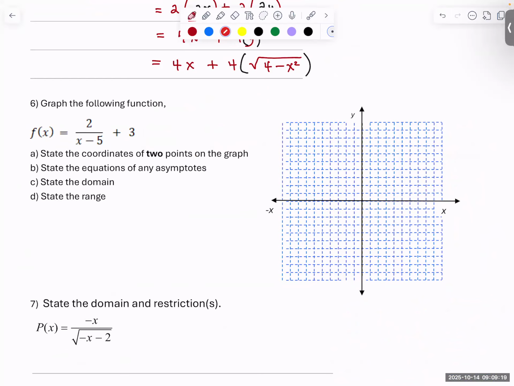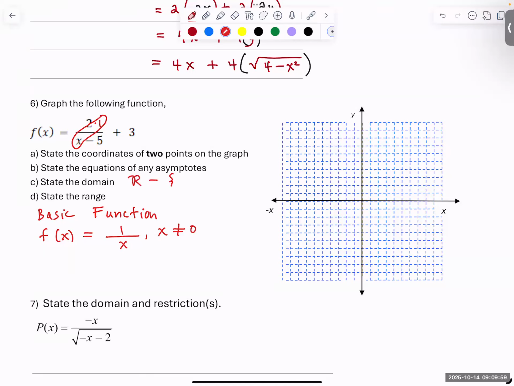Now, very likely you'll be asked what is the basic function. The basic function is 1 divided by x. 1 divided by x is the reciprocal function. So positive 1 divided by x. The domain is all real numbers excluding 0. So part C is all reals except for 0.